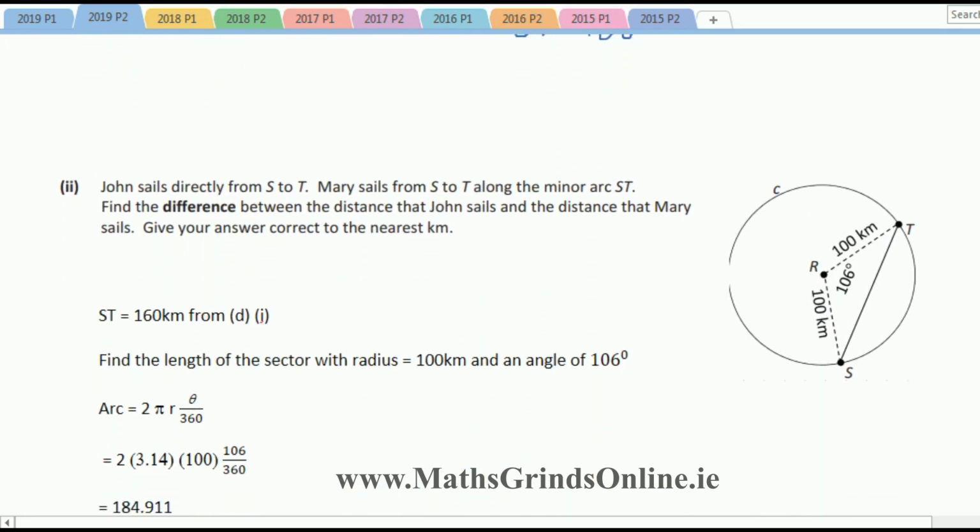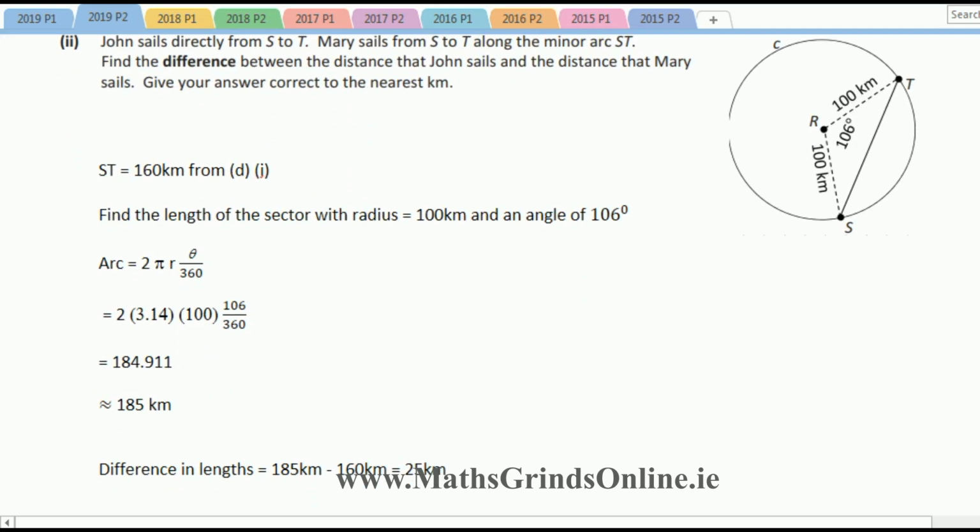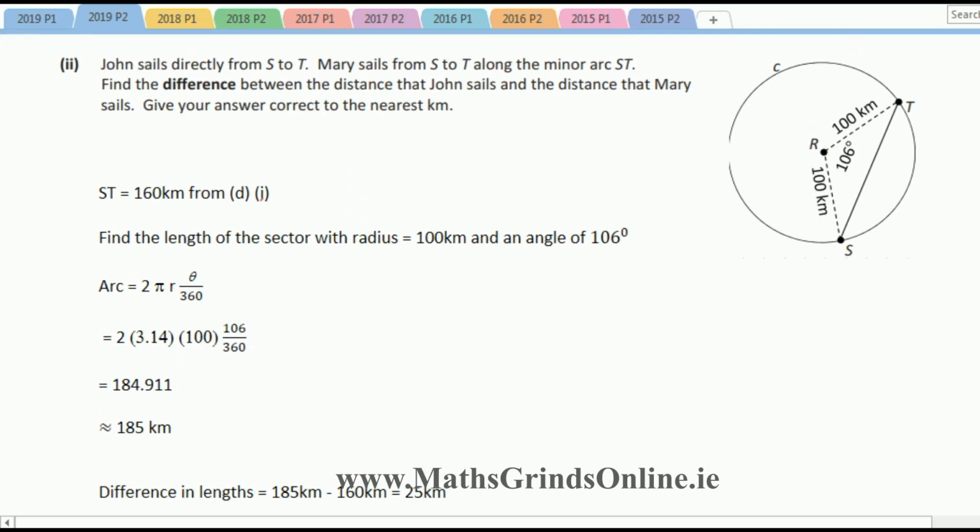Now part 2 of the question, and I think this is the last part of the question, and it says, John sailed directly from S to T, in other words, just straight along that green line there, and Mary sails from S to T along the minor arc ST. So basically Mary does that blue line there. Find the difference between the distances. Okay, ST we already know, as I'm calling it there. That's 160 kilometers. We've worked that out in question D, part 1.